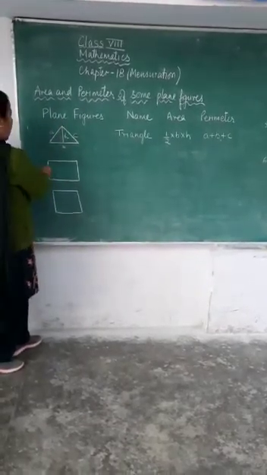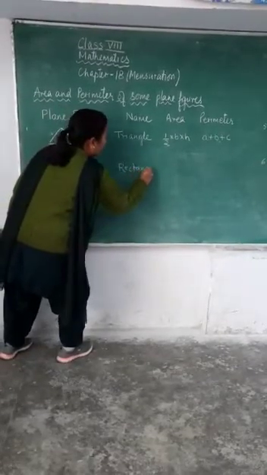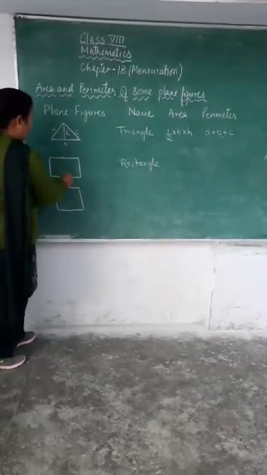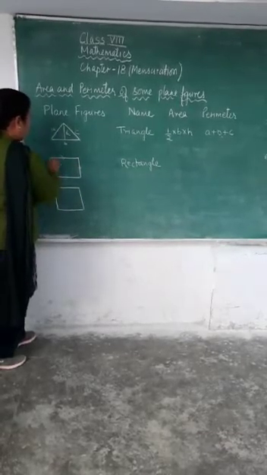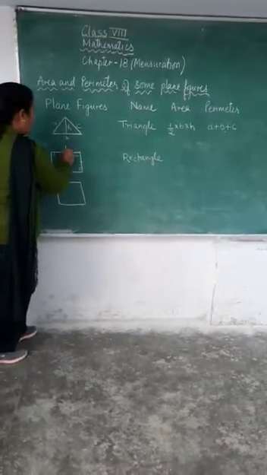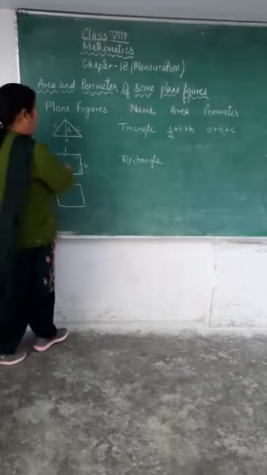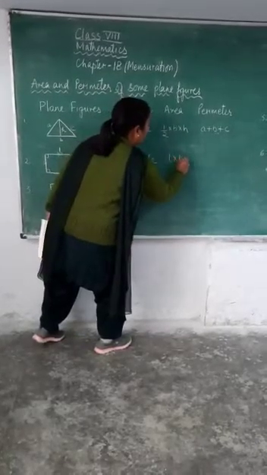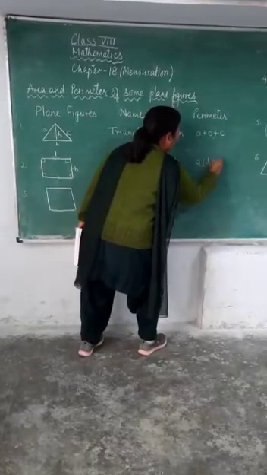Now the second figure is a rectangle. A rectangle is a figure in which the opposite sides are equal and parallel also, and each of its angles is 90 degrees. Suppose the length is L and breadth is B. In this case, the area of rectangle is length multiplied by breadth, and the perimeter is twice of length plus breadth.